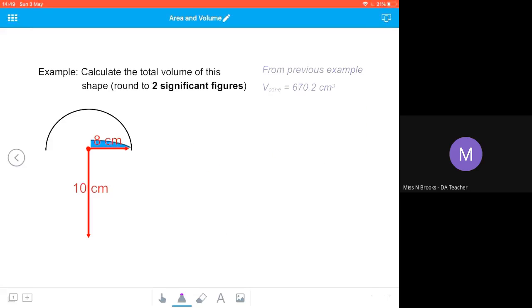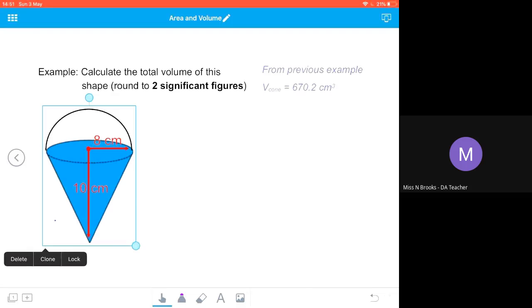So my final example is going back and looking at the cone that I had in one of our previous examples, and this time we've made it into an ice cream cone, and we've added a hemisphere or half of a sphere onto the top. So I brought that information about the volume of the cone part from the previous example, which is 670.2 cubic centimeters, and I want to work out what the hemisphere is going to be. And a hemisphere is half of a sphere.